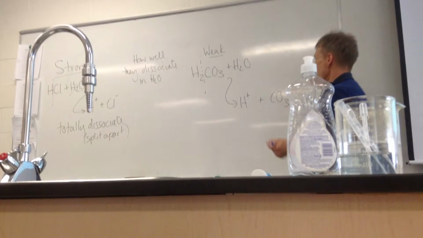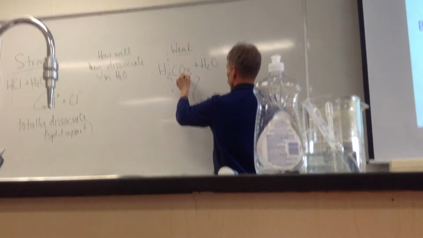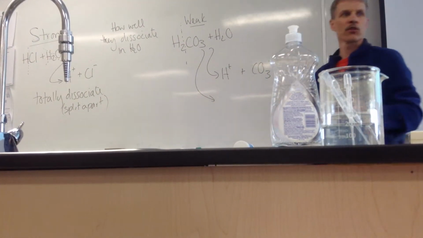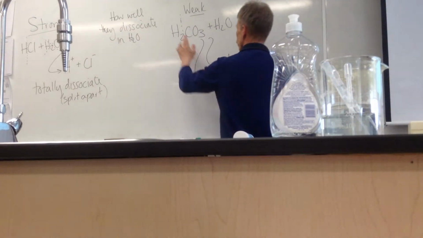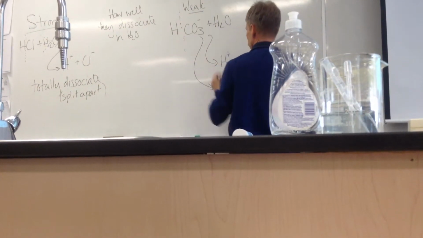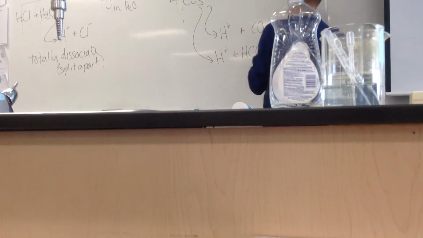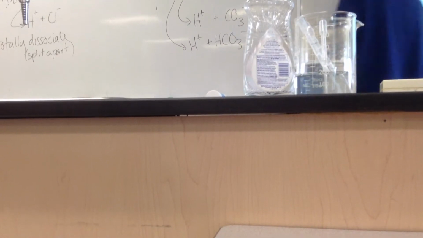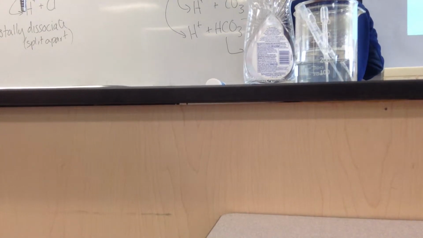But reality is that you actually have to go through steps. Eventually you'll get there, but you can only pull away one H at a time. So if I take away one H, what am I left with? H plus, and I'm left with HCO3 minus. Can HCO3 break down again? Yeah, it can. So I can actually break it down again to H plus and CO3 minus 2.